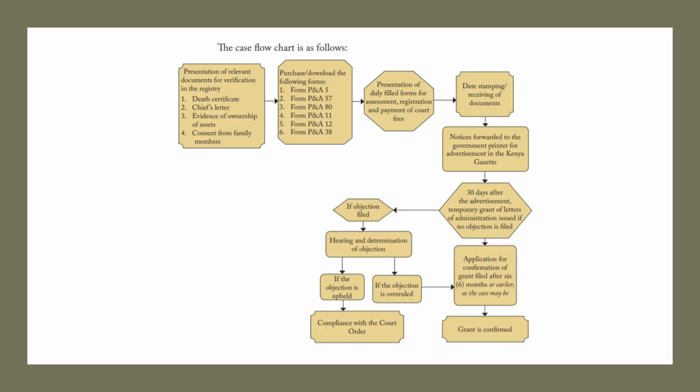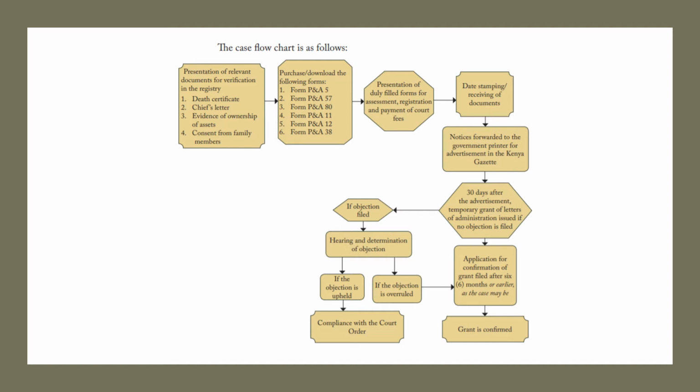So I have put in here a flow chart which at least shows you how a grant gets given in the situation where you have somebody who has died intestate, and this is for your purposes, for you to know how it goes, and I will be discussing this throughout the entire presentation.